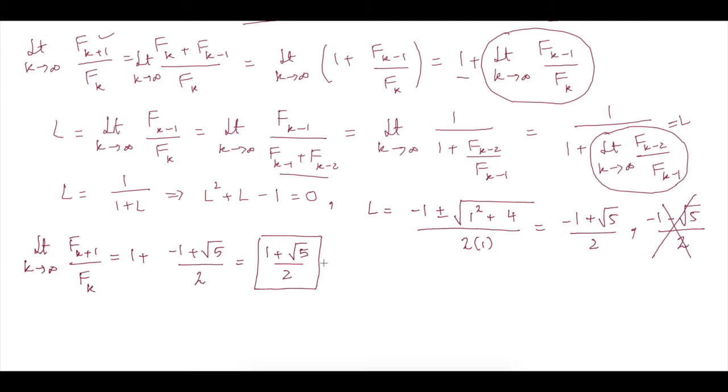So this is actually the golden ratio. That's pretty cool that with these Fibonacci numbers, when you have enough of them, the ratio between them is actually this number. Okay, so this is the first part.